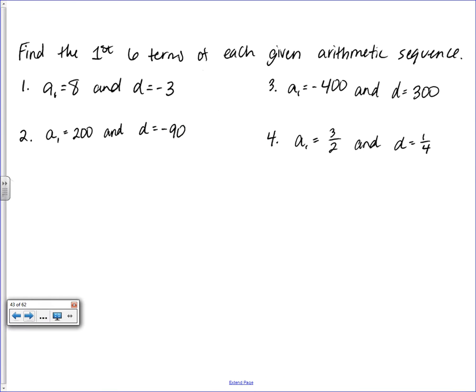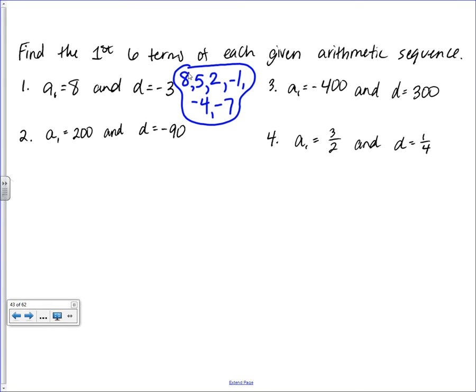Find the first 6 terms of each arithmetic sequence. So if you take a look at number 1, it says a sub 1 is 8. That means my first term is 8. The common difference is -3, which means it goes down by 3 every time. So if I'm going to find the first 6 terms, there's the first one. If I subtract 3, there's the second, subtract 3, there's the third, the fourth, the fifth, and finally the sixth. So those are the first 6 terms of that arithmetic sequence.